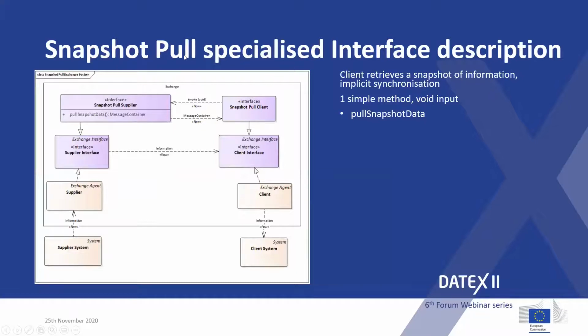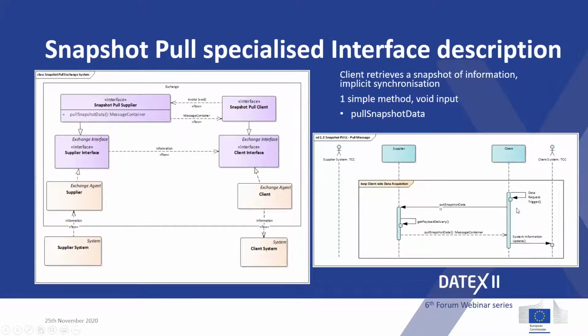This is the snapshot pull. The snapshot pull is the simplest method where the snapshot pull client invokes a method which is available on a snapshot pull supplier, which is pull snapshot data. So our system, through the agent, the client agent, through the client interface, which is specialized as a snapshot pull client, makes an invocation to a method with no parameter to retrieve a message container, which contains the information. The sequence diagram shows the interaction among the two parts, the snapshot data request and the message container which is delivered. The information that is defined by the exchange specification is all contained within this model about the snapshot pull supplier and client interfaces.